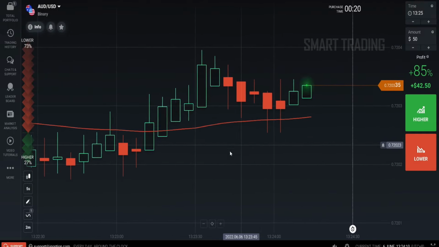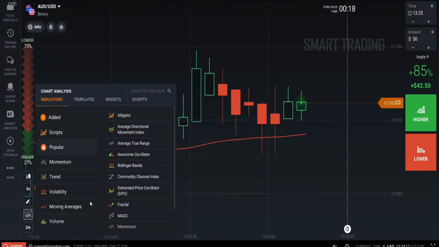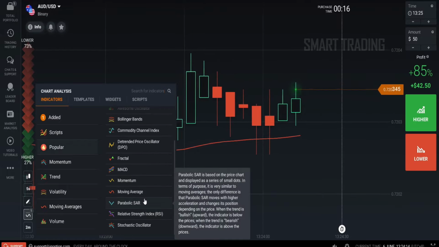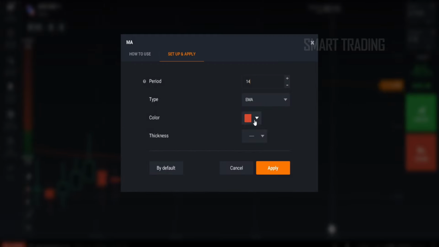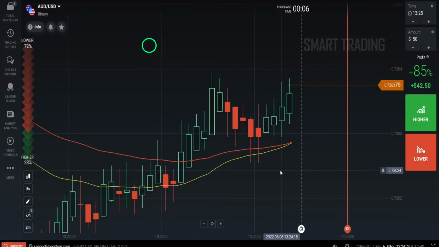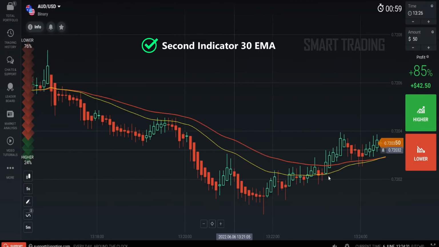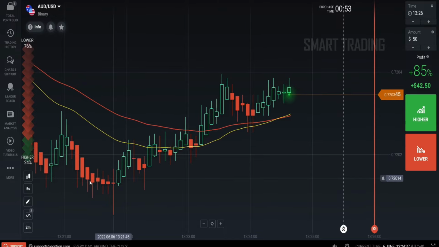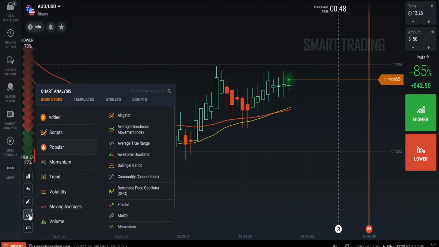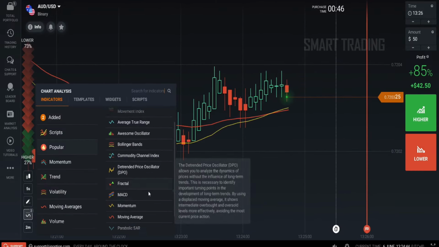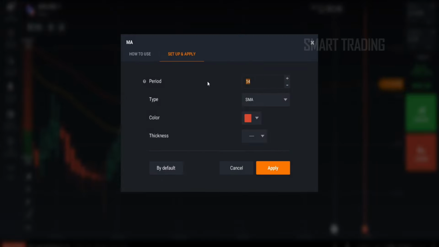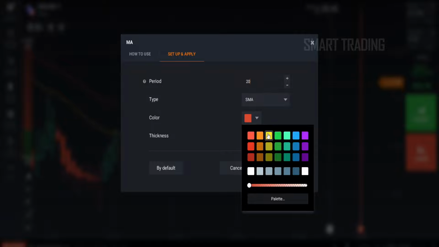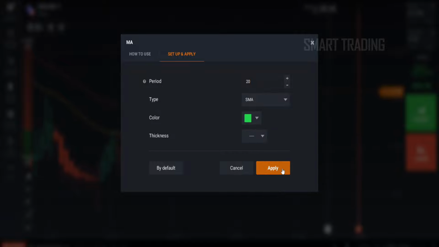Next, we must also add the second EMA type moving average indicator. Let's attach the third moving average. So let's set the period to 20. Be sure it is a simple moving average, or SMA, with the color of green.